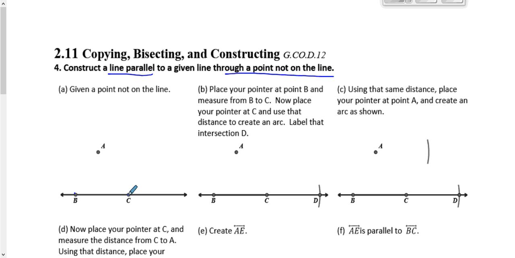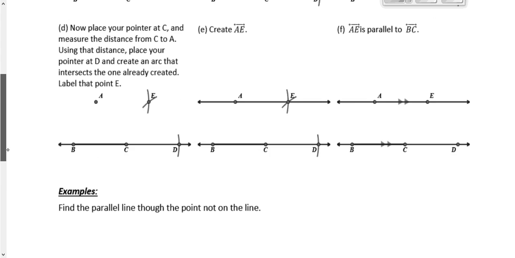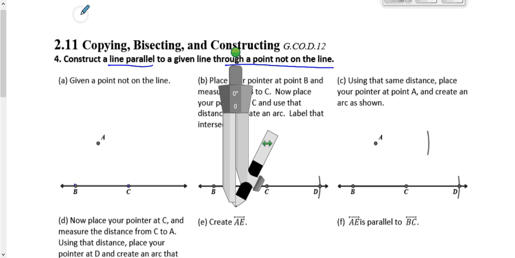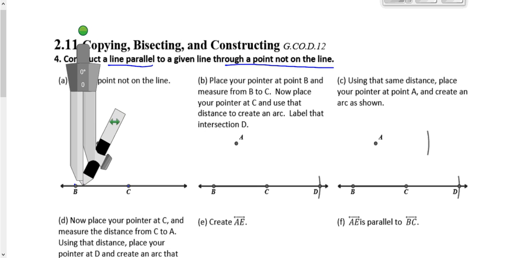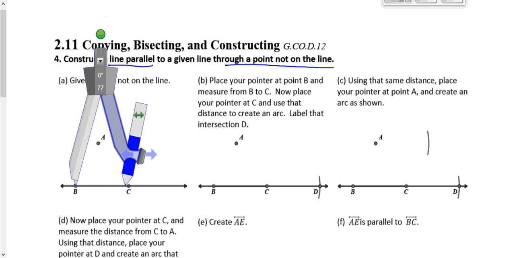Okay? Let me just do it here. Should I do it down here? Well, I'm just going to do it right. I'm going to do the whole thing right here. Let me get a compass in here. Okay, I'm going to measure this distance. Okay? So I got that distance measured.